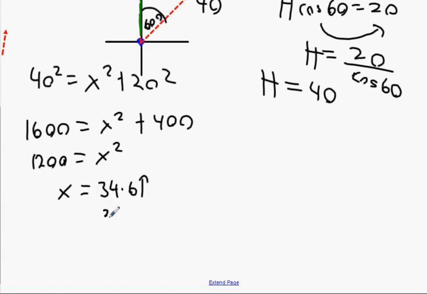Did anybody do that a different way? Did anybody use tan to do that? You can do tan to get that as well. Okay, moving on. Any questions on that, by the way? Before we go? Good. Right.